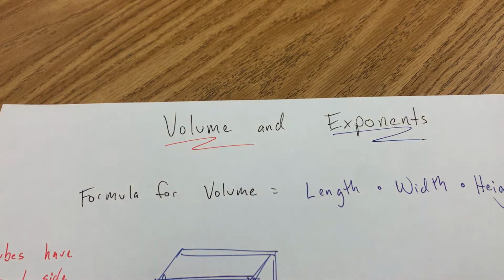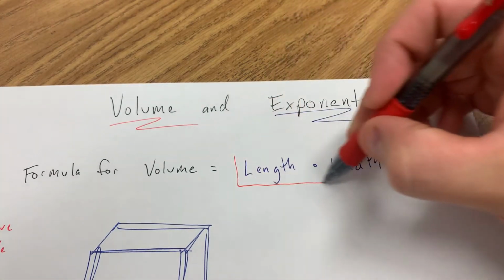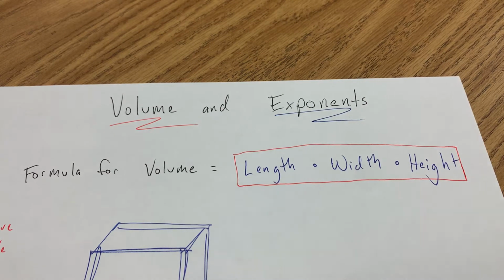In this lesson, you are going to see the ideas of volume and exponents related a lot. And to understand the reason for that, we need to go back to our formula for volume, how we find volume of a figure. So in previous grades, we have talked about it as length times width times height. And that is going to stay true for us.